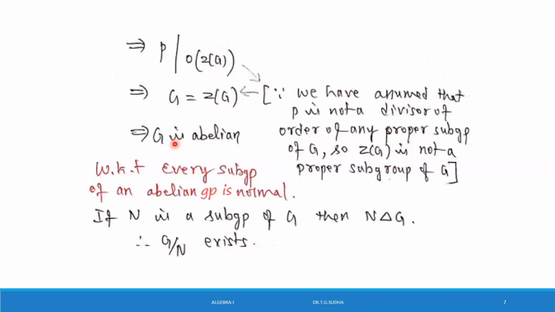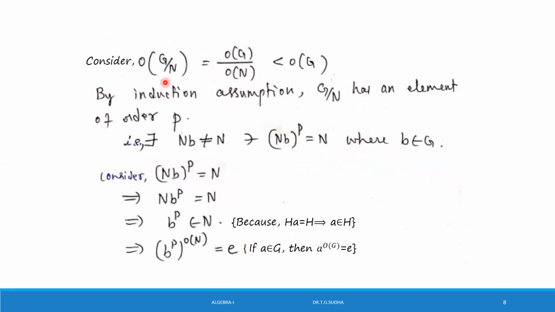That is, if G is abelian, we know from a well-known result that every subgroup of an abelian group is normal. So if I take any subgroup of G, then it becomes normal. So let us take N to be a subgroup of G. Then N is normal in G. Since N is normal in G, we can think of the quotient group G by N. Therefore, G by N exists.